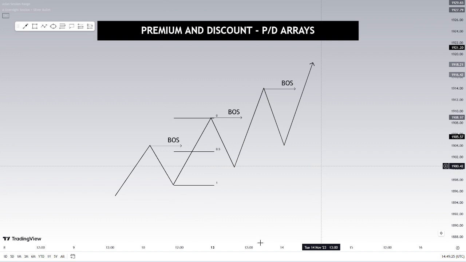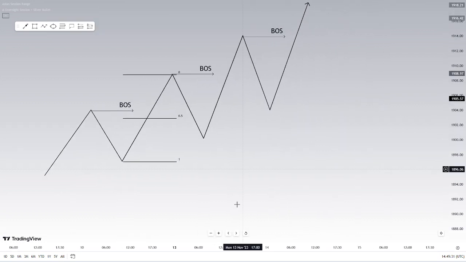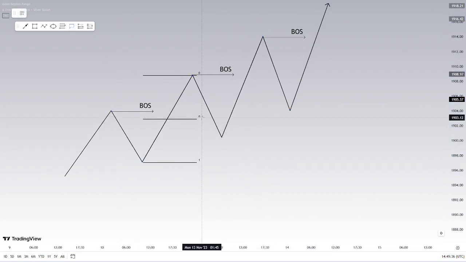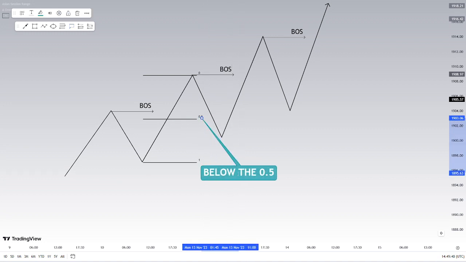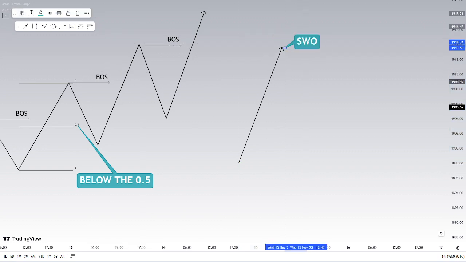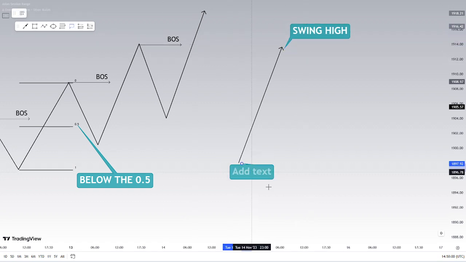So where does the concept of a premium and discount come into the market? The place that we're looking for it is essentially in this region over here. And the secret to understanding discount zones first is that it is below the 0.5 level. When we have a swing structure, we have a low and a high. Price has given us a swing high, and price has come down, giving us a swing low in this region.